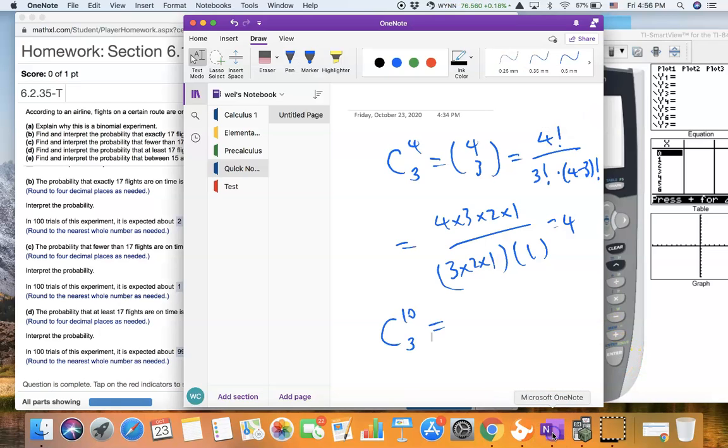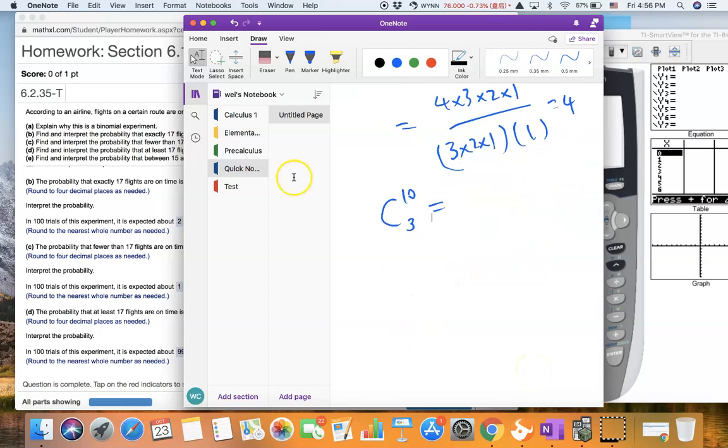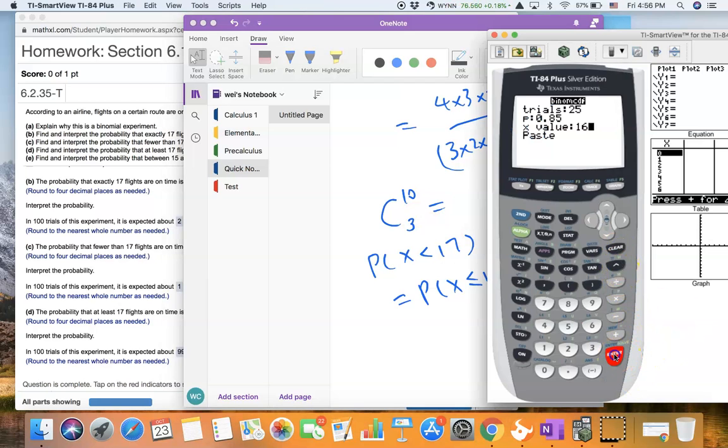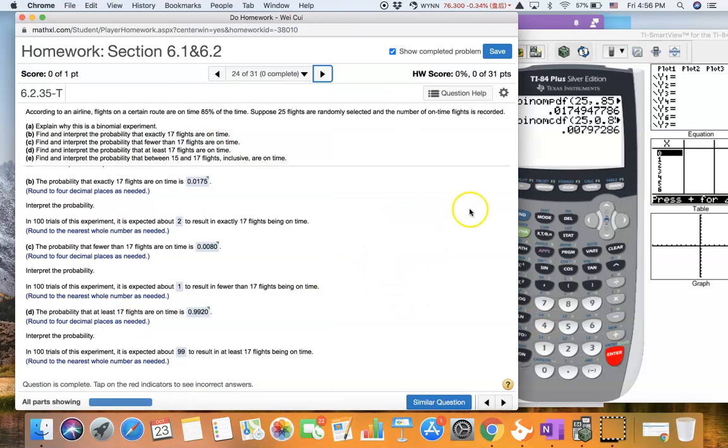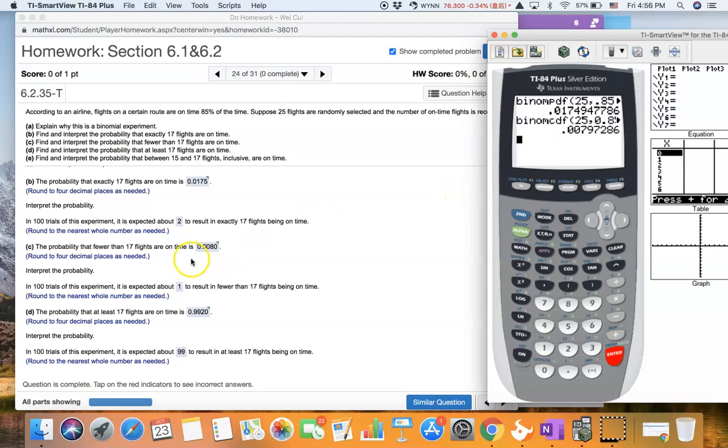Because right now the probability we're looking for is the probability that x is less than 17, which is the same as the probability that x is less than or equal to 16. So we got this answer, right? 0.0797, and rounded to 4 decimal places is 0.080.